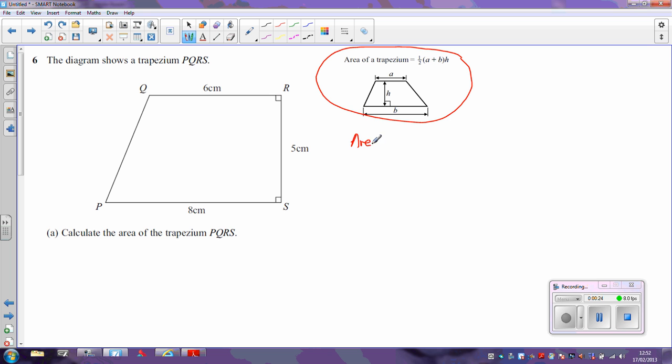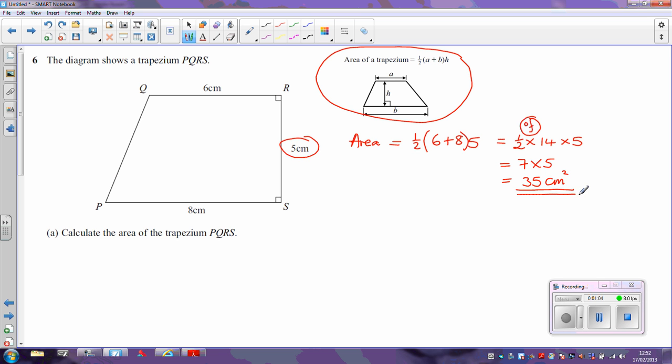So let's just substitute into that. The area here is going to be, I'm just going to write everything exactly as it is, half a plus b is going to be 6 plus 8, and at the end here we've got h. Now the perpendicular distance between the two is just 5. It's a bit of a strange way of writing this, so I'm going to put in some multiplication signs to make it more sensible. So it's a half times 14 times 5. The easiest way to do that, half of 14, remember times can be thought of as of, half of 14 is 7, and then 7 multiplied by 5 is 35. So the area of the trapezium is 35 square centimeters.